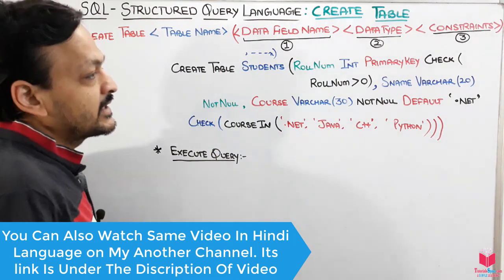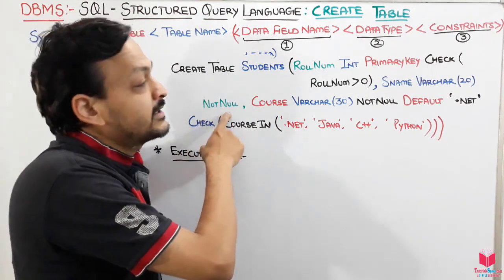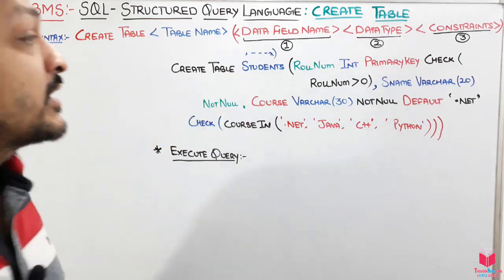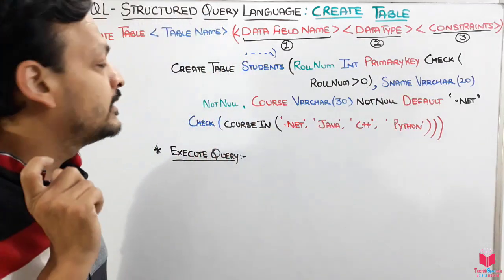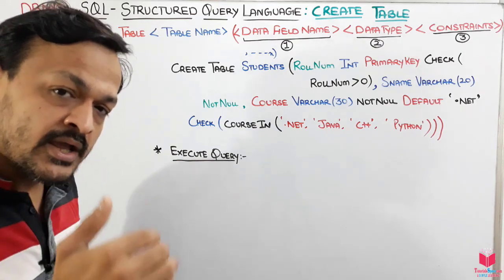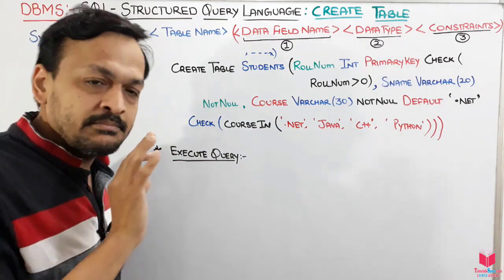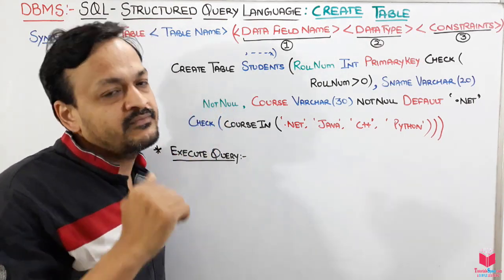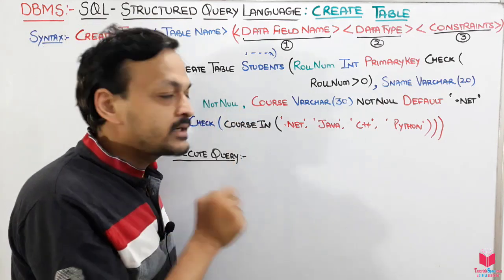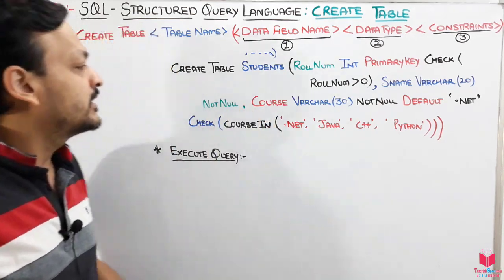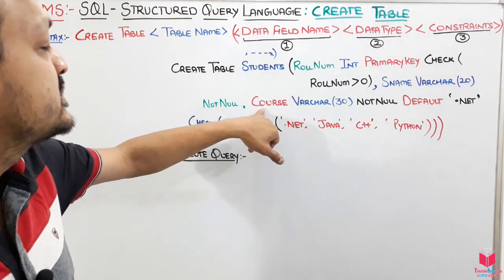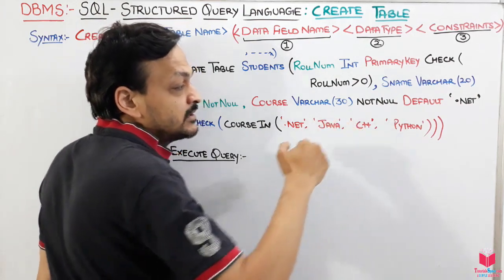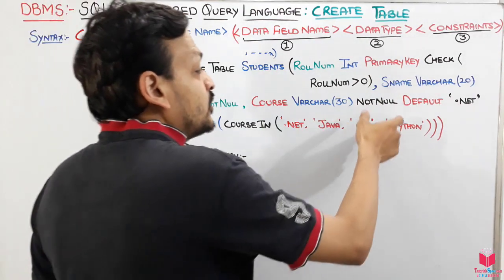After that I have written a constraint like not null. In a student database, any student name cannot be null. It should have some value, whatever, it doesn't matter, but its value cannot be null. We can't leave that value empty. After that there is another attribute, named course. Then again the data type is varchar, but now the length is 30. Clear? And not null, another check.